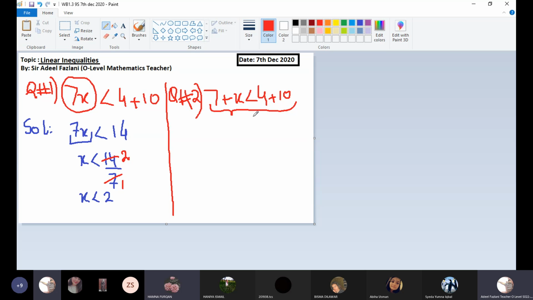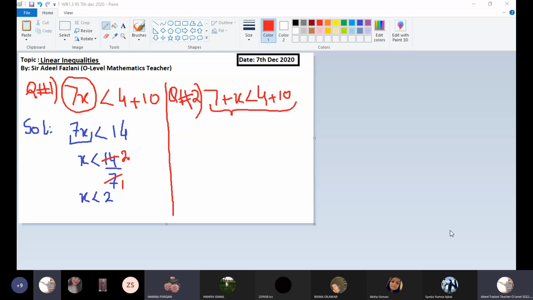Sir, focusing on question number 2, I want to ask one question. In question number 1, the sign is less than. We just found out x, which is 2. So 7 multiplied by 2 equals 14, and the sign is less than. And on the other side, it is 14. So it wouldn't be less than, it should be less than or equals to.